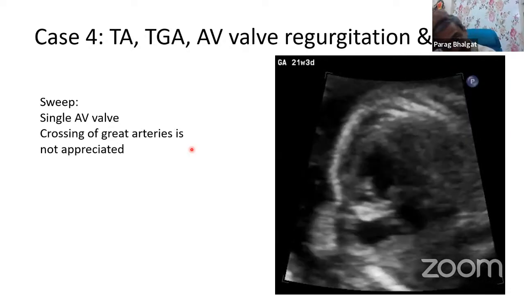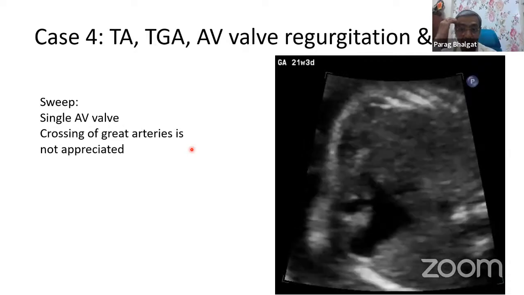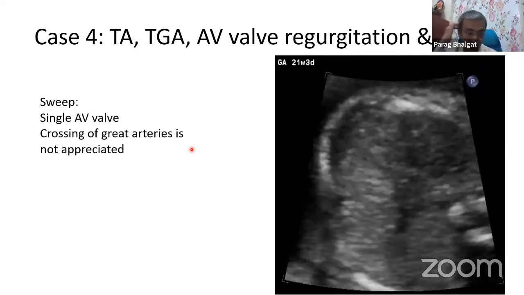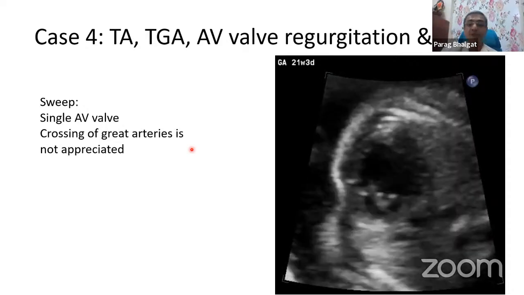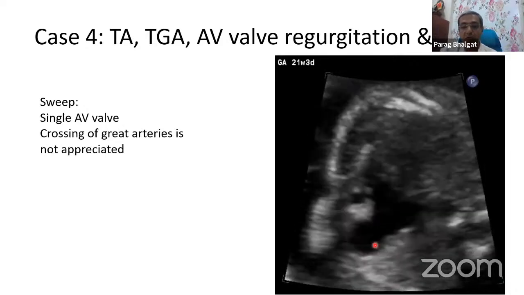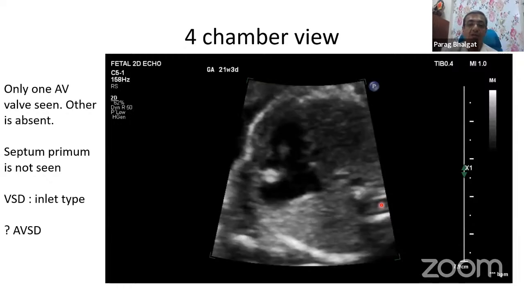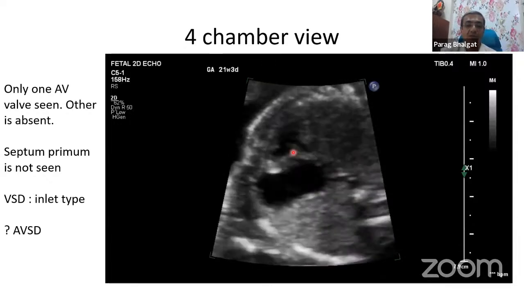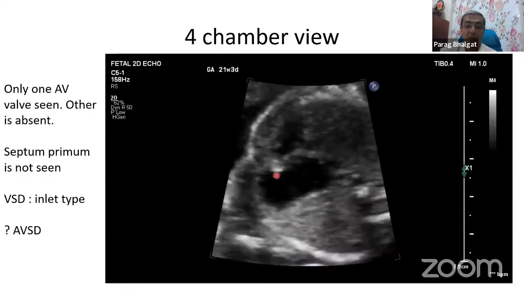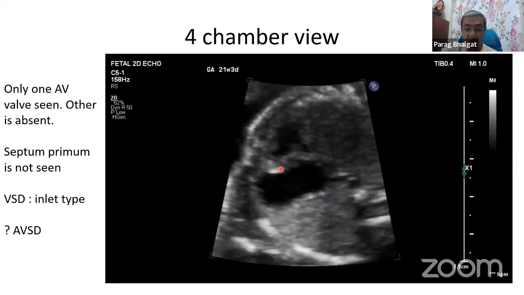This is a little difficult case to understand. This is tricuspid atresia, TGA, AV valve regurgitation with obstructive left-sided lesions, obstructive aortic lesions. Okay, there is no crossing. Both arteries are arising from close to the outlet. So this is the AV valve, single atrium. Now there is no inlet, primum septum. There is inlet VSD, so we can argue that this is AVSD.